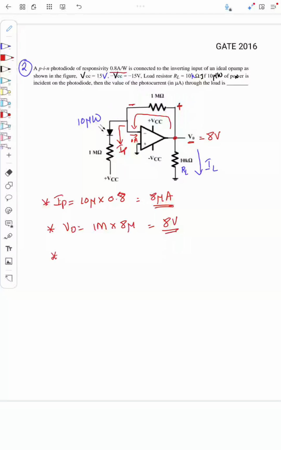So what is the current IL? The current IL is equal to the voltage across RL, that is 8 volt, divided by the resistance RL, that is 10k. So this is equal to 0.8 milliamps, and the question is in microamperes, right? So this is equal to 800 microamps. So the answer is 800.